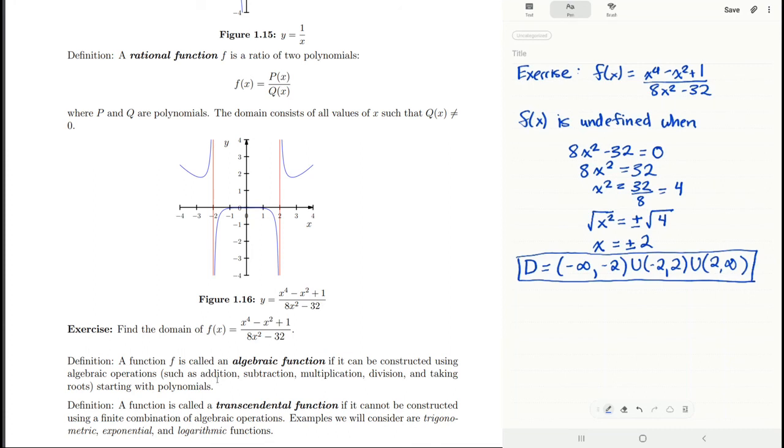Now, a function that is not constructed by using a finite combination of algebraic operations is called a transcendental function. And the examples of transcendental functions that we'll come across are trigonometric functions, exponential, and logarithmic functions.